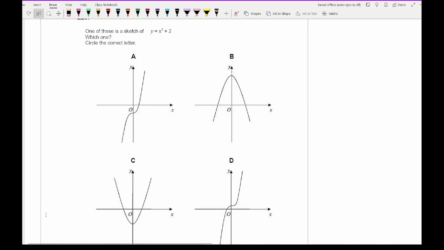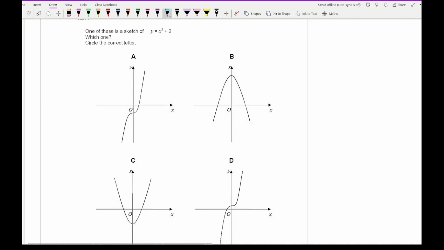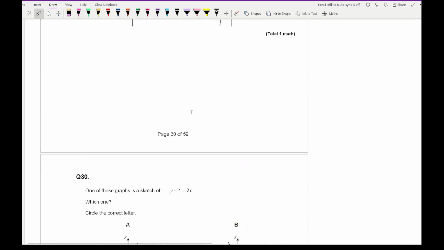Then moving on to question 29. So again, one of these represents a cubic graph. Which one is it? So with this, the two possible options are going to be A and D, because B and C represent a quadratic. Now the next thing you then need to look at is this number here. Always look at the constant. Now you can see the constant is positive 2, which means that the y-intercept is positive 2. So the curve is going to cross our y-axis above the x-axis. So it's going to be option D that is correct.